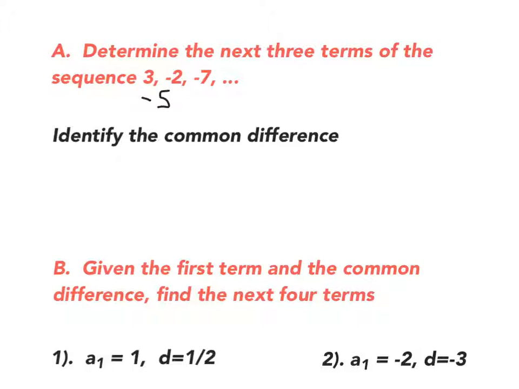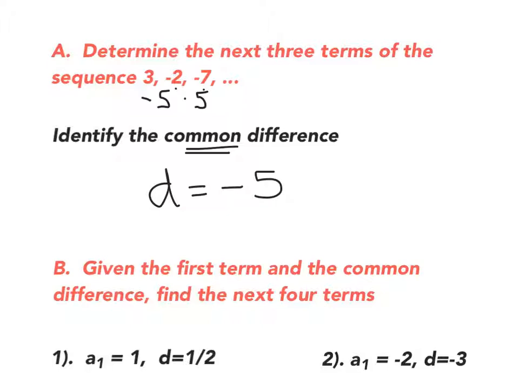And if it's a common difference, common being the key word, I have to make sure I'm doing the same thing throughout. So to go from -2 to -7, I also had to subtract 5. So I would make a conjecture that the common difference, my d, is equal to -5. I'm adding a negative number.